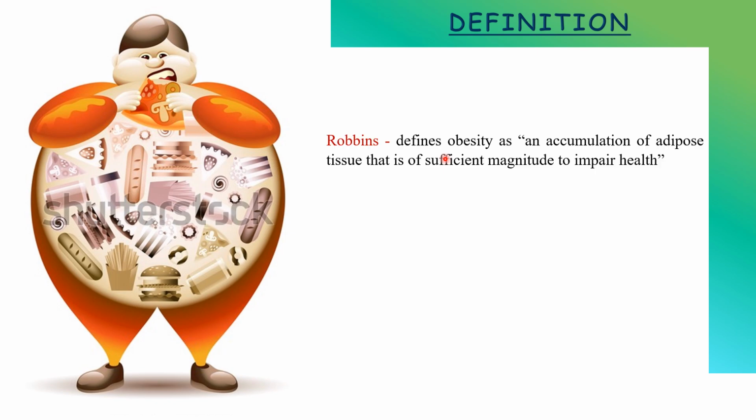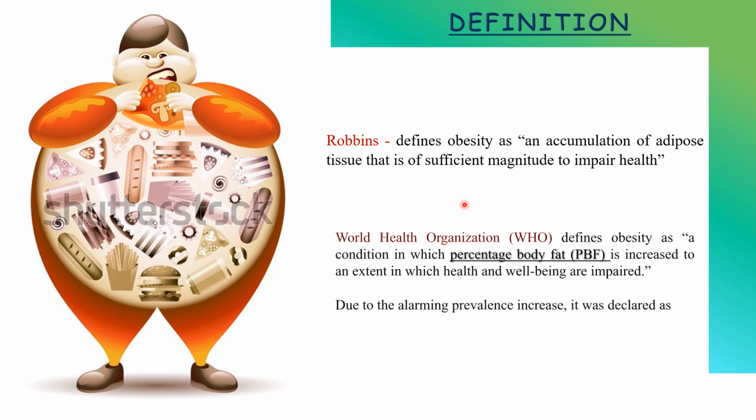Well, in very simple terms, obesity is defined as accumulation of adipose tissue that is sufficient enough to cause impairment of health. Making this very simple sentence a bit more complicated, WHO defined obesity as a condition in which there is increase in the percentage body fat to such an extent that will impair health and well-being. And because of its alarming prevalence, WHO declared obesity as a global epidemic.